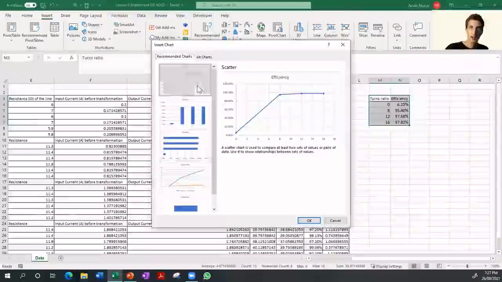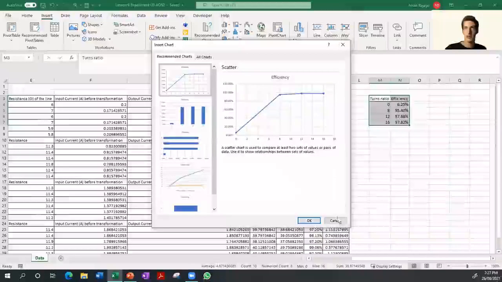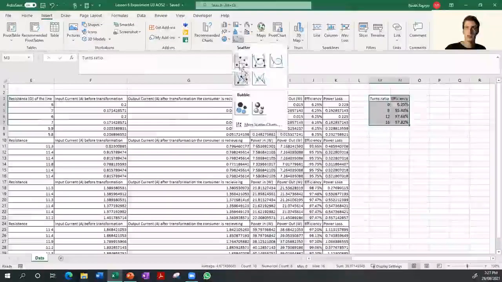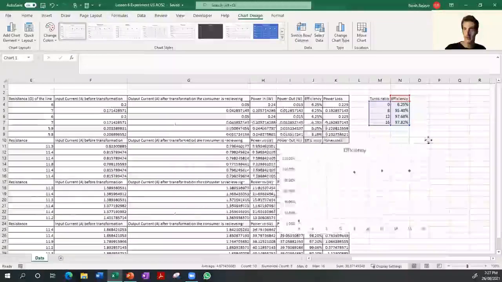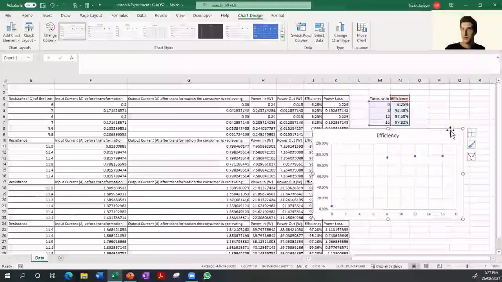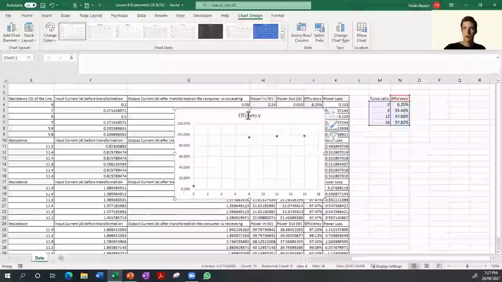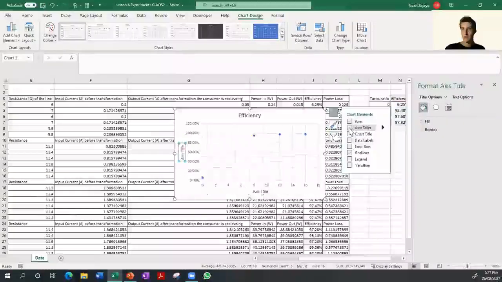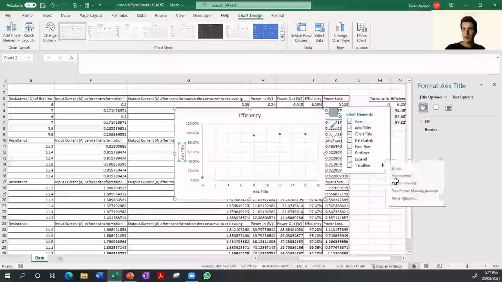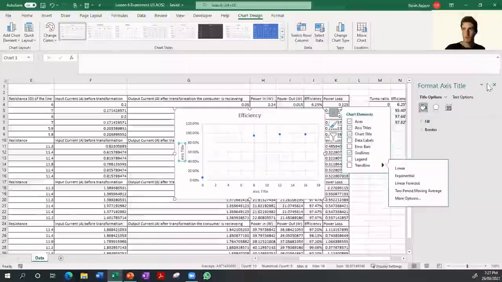So I'm going to choose a line chart here, or alternatively, I can choose a scatter plot. And I am actually going to use a scatter plot because I feel like that is the most useful. What I'm going to do with that, I'm going to add in everything that I think is necessary. So I'm going to require a trend line. We'll worry about the trend line in a moment.